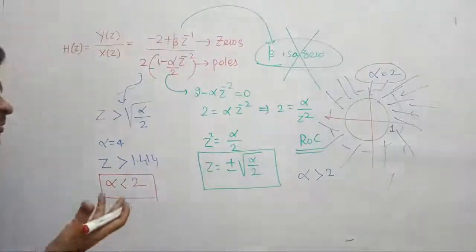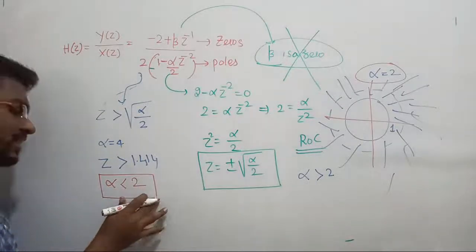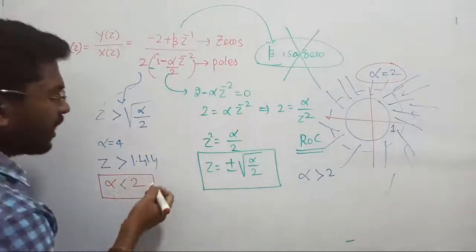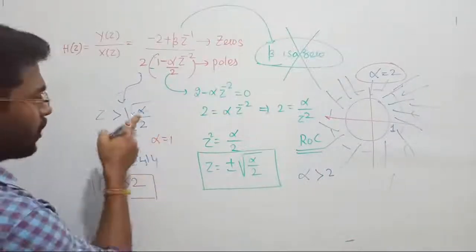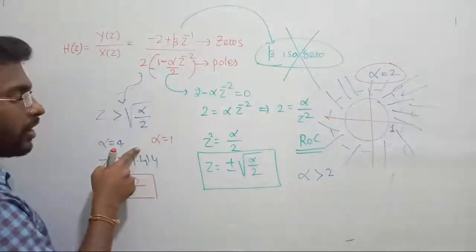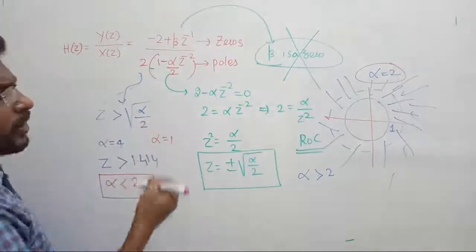Then what is the limiting value of alpha? It has to be less than 2. It has to be less than 2. Then only, if I keep, for example, alpha equal to 1, let us choose. If you put alpha as 1, what are you getting? 1 by 2, that is the root of 1 by 2, which becomes 1 by root 2, or 0.707.